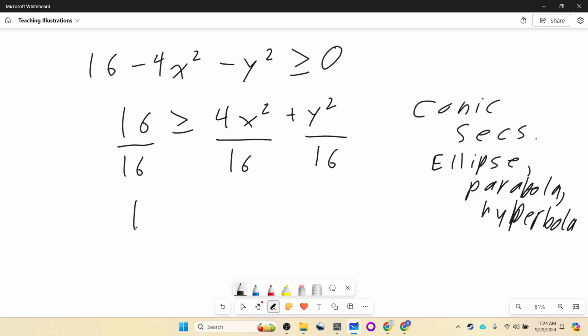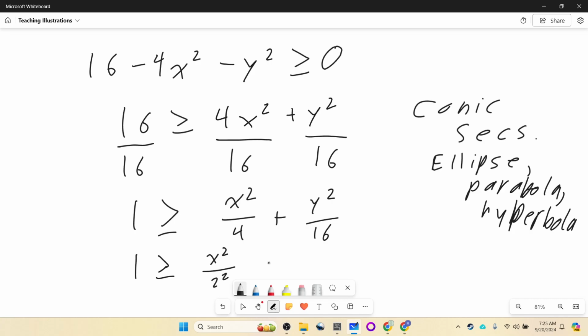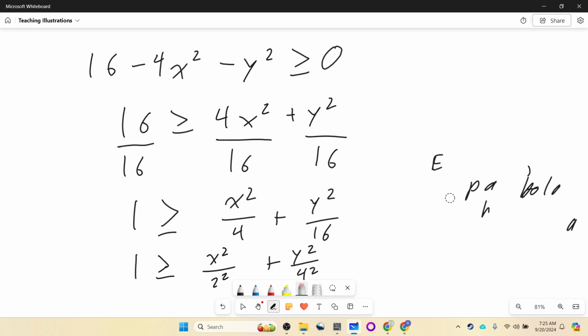Okay, so 1, next thing we'll do x squared over 4 plus y squared over 16. So 1 is greater than or equal to, if I said less than, I'm sorry, didn't mean to. x squared over 2 squared plus y squared over 4 squared. I'm speaking words wrong, I think, but the picture's right. Okay, so that is defining an ellipse.